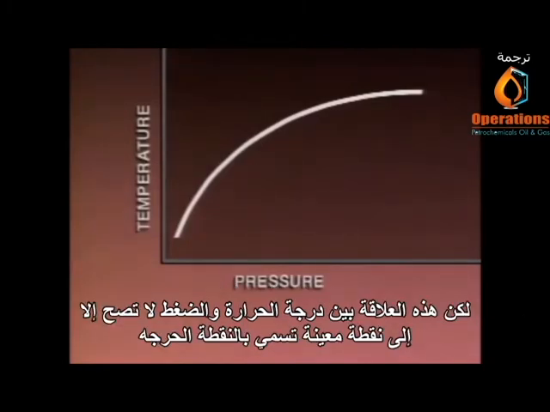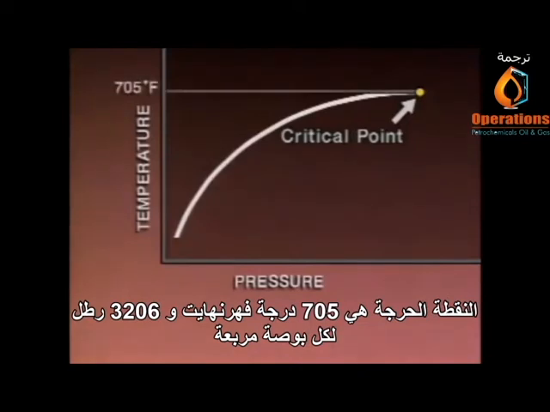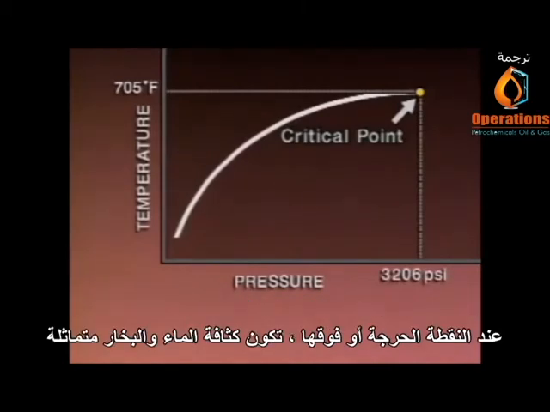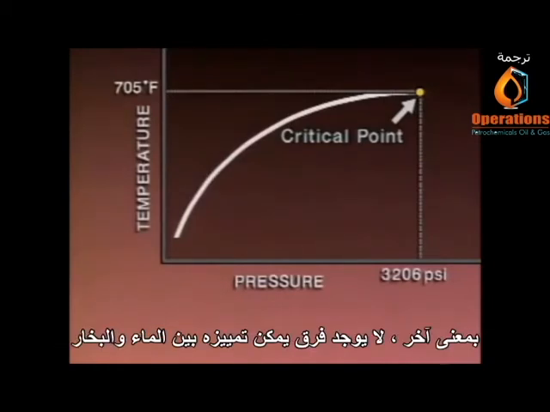When the saturation temperatures for water at different pressures are plotted on a temperature versus pressure chart, a line is formed showing the relationship between saturation temperature and pressure. However, this relationship between temperature and pressure only holds true up to a certain point. That point, which is called the critical point, is 705 degrees Fahrenheit and 3,206 psi. At or above the critical point, the densities of water and steam are the same. In other words, there is no distinguishable difference between water and steam.